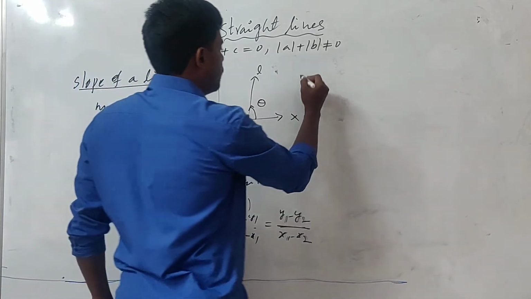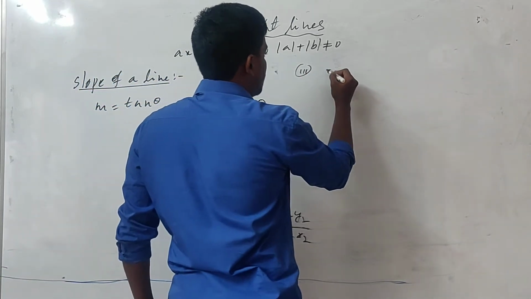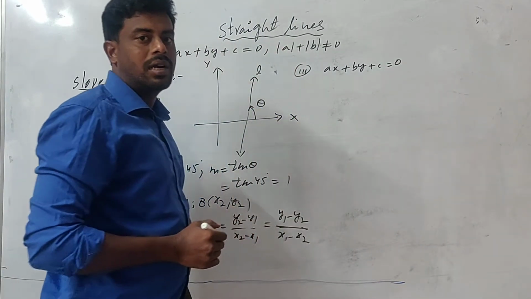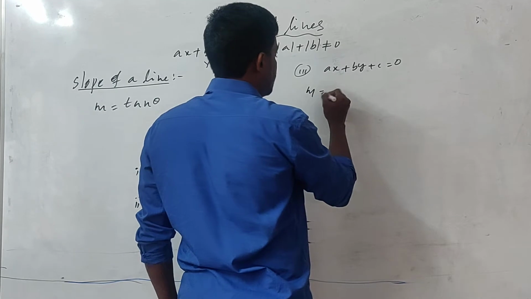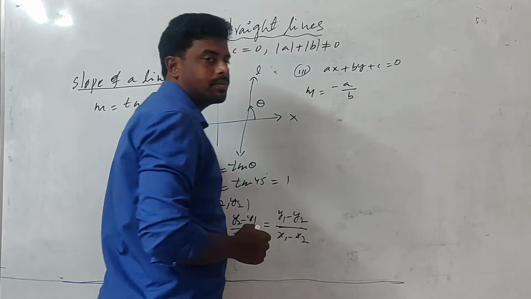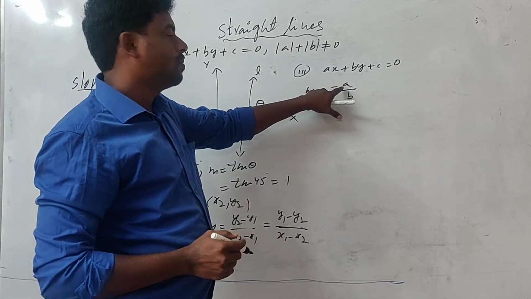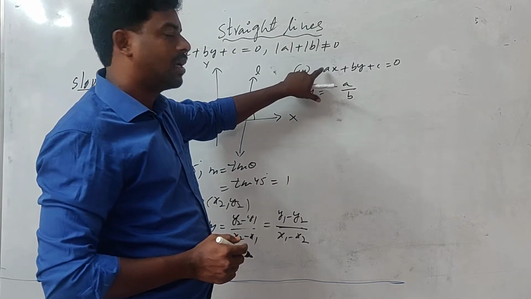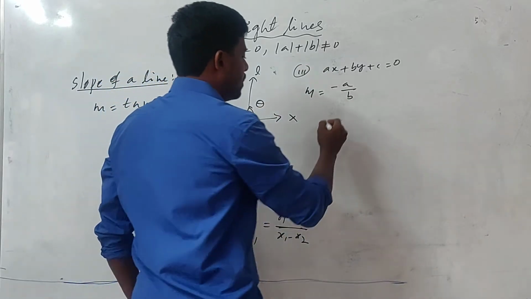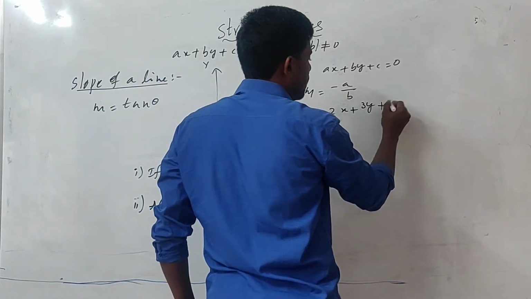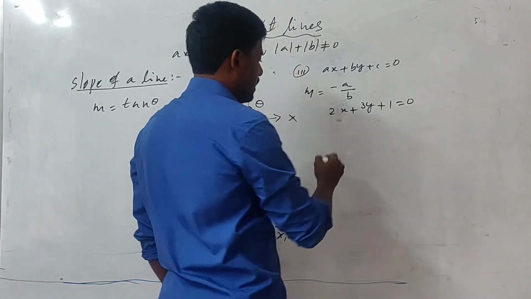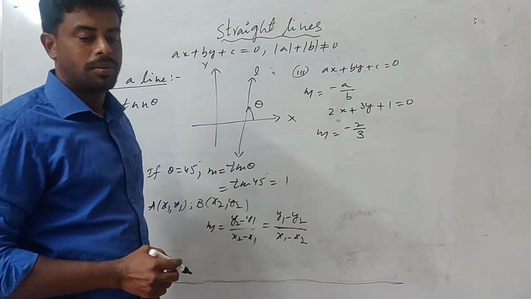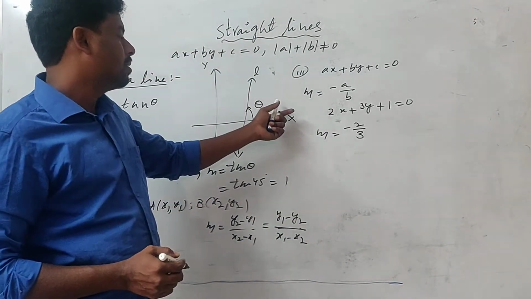So another way, the third one: if they give, for example, a straight line ax plus by plus c equal to 0, how to get the slope of a line? By using the formula m equal to minus a by b, that is, minus the coefficient of x by the coefficient of y. So this is the formula when they give a straight line. For example, 2x plus 3y plus 1 equal to 0, how to get the slope? m equal to minus 2 by 3, minus x coefficient upon y coefficient. So in these three cases we can get the slope of a line.